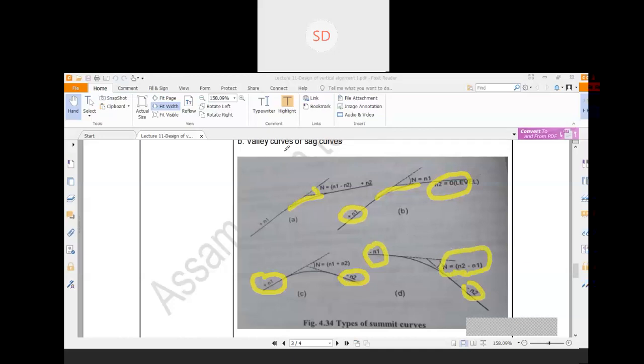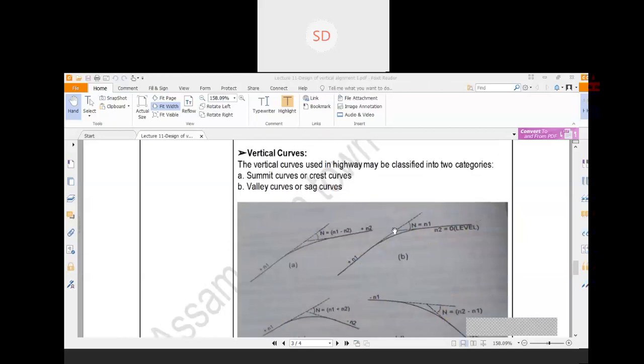Okay, so these are the cases how you can explain the deviation angle, and basically this is the concept of vertical curves, when vertical curves are required. So vertical curves are required when two types of gradient meet each other. Is it clear?